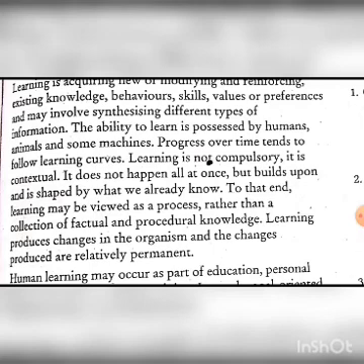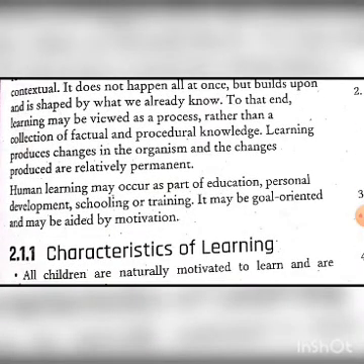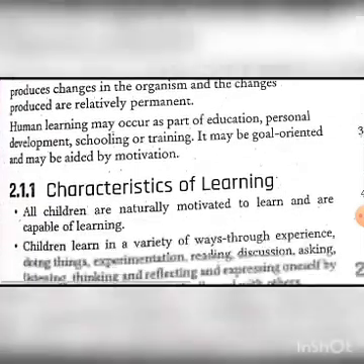Learning produces changes in the organism, and the changes produced are relatively permanent. Human learning may occur as part of education, personal development, schooling, or training. It may be goal oriented and may be aided by motivation.